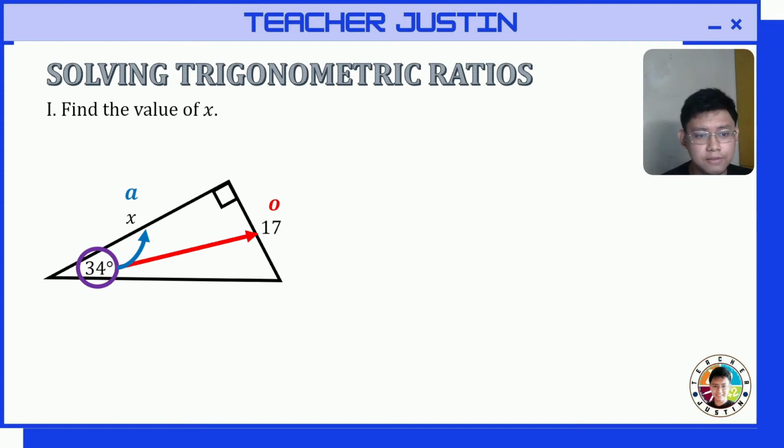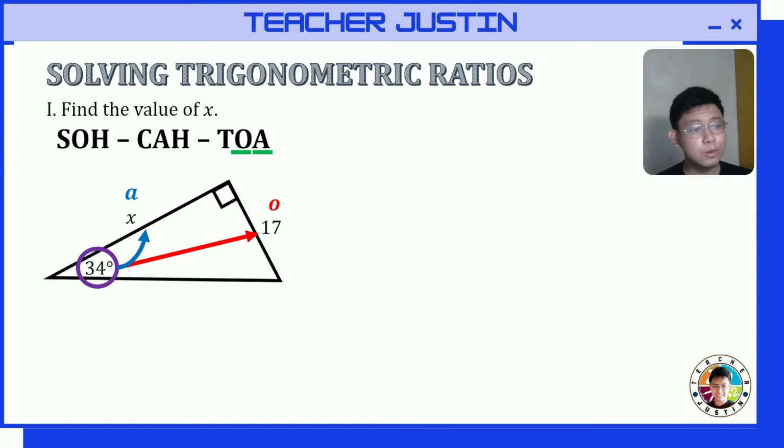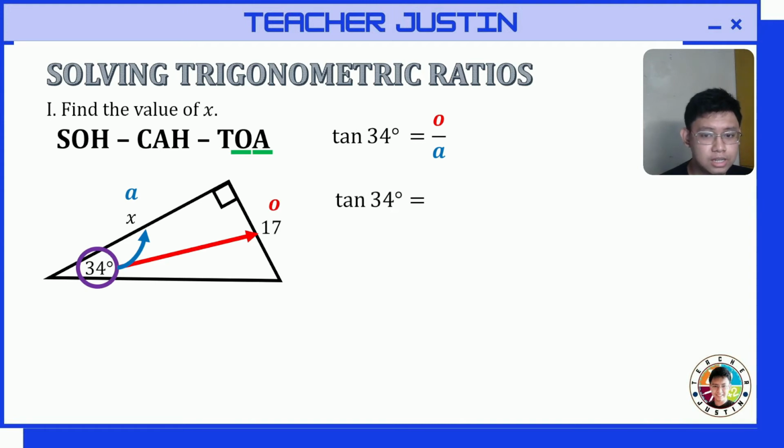Now, let's identify which trig ratio to use in solving for the value of x. So we will use SOHCAHTOA. So since we're given the opposite and the adjacent side, we're going to use tangent 34 degrees as our trig ratio. Okay, we know that tangent is equivalent to opposite over adjacent. So let's substitute their value, giving us the equation tangent 34 degrees is equal to 17 over x.